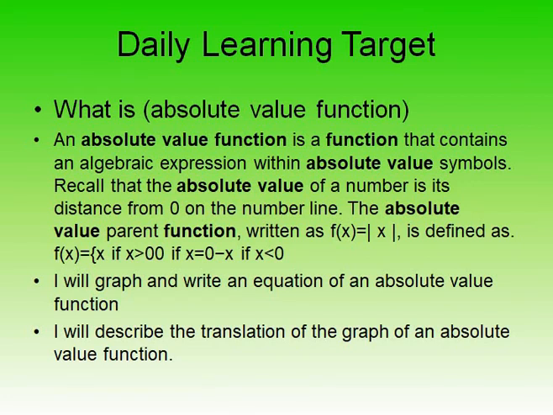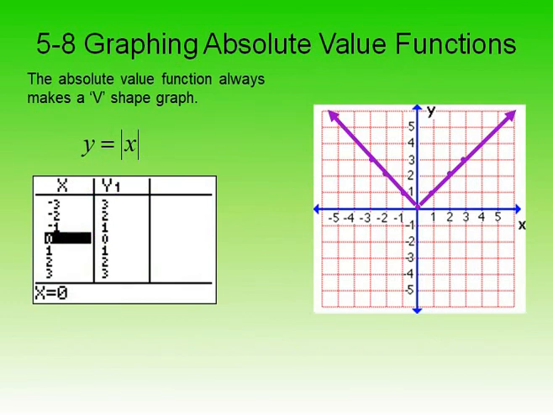Now let's go to see the graph of the absolute value. Okay, actually the graph of the absolute value always makes a V shape. Okay, it makes a V shape, as you can see here. Two lines in opposite directions, and they meet at one point.